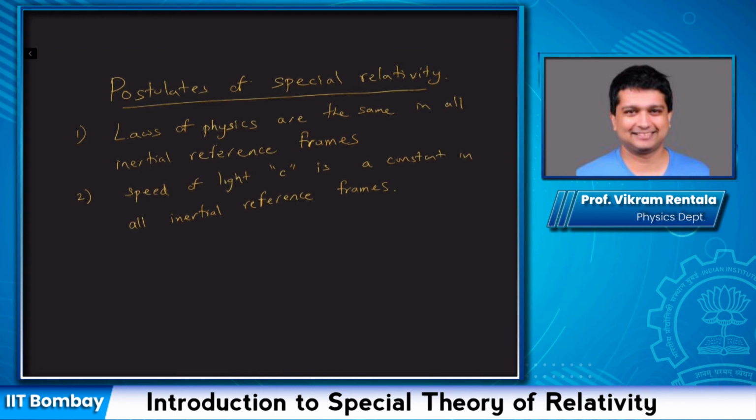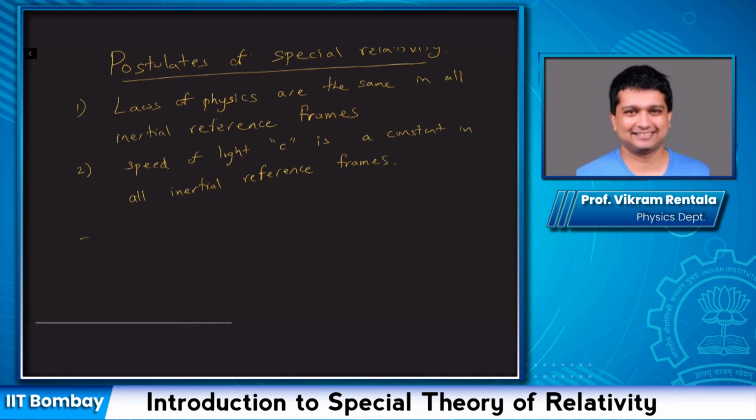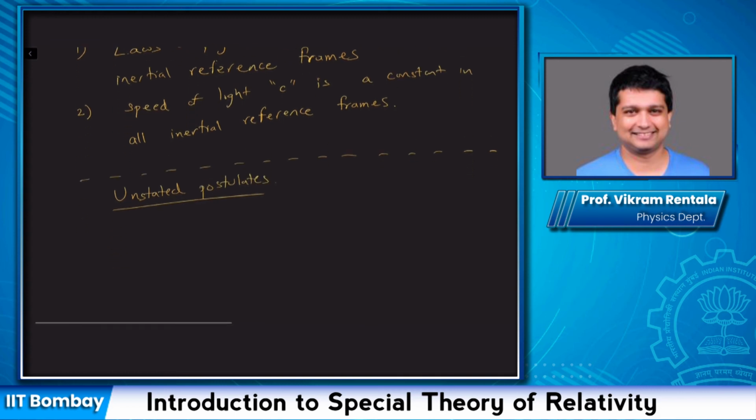Now, in addition to these two postulates, there are a few unstated postulates which he invokes at a later time. So these are the so-called unstated postulates of special relativity. But these are also very simple, which is to assume, one, that there is an origin independence in space and time. That is, there's no preferred position in space and no preferred position in time.